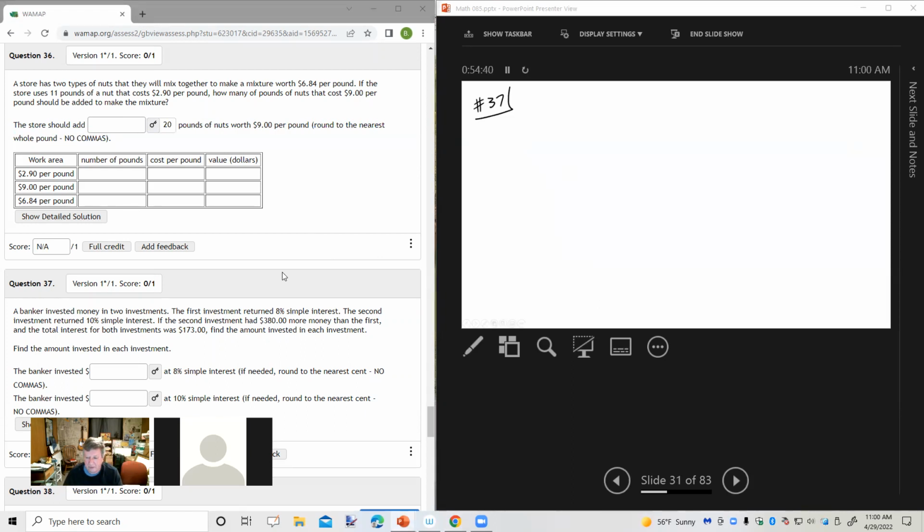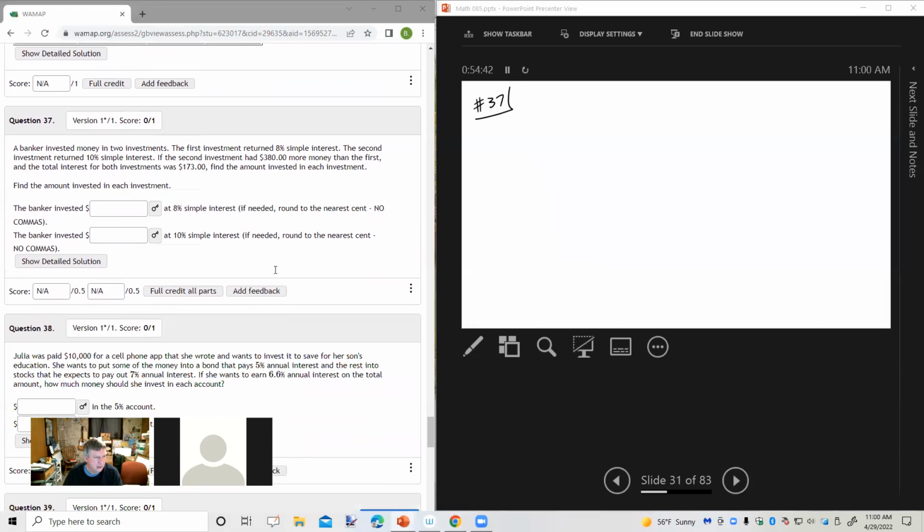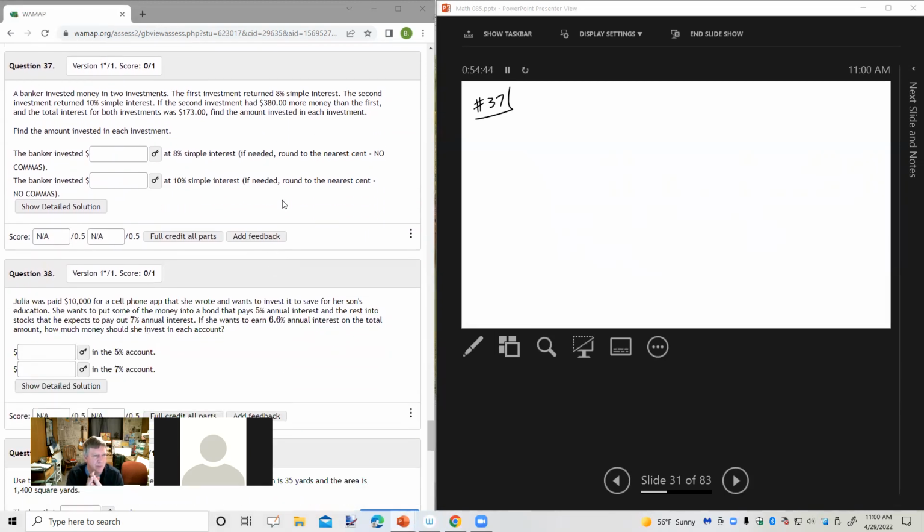37. A banker invested some money in two investments. The first investment returned 8% simple interest, the second investment returned 10% simple interest. If the second investment had $380 more money than the first, and the total interest for both investments was $173, find the amount invested in each investment. And we did a number 37, somebody's different one, but these are probably different numbers. So we'll take a look.